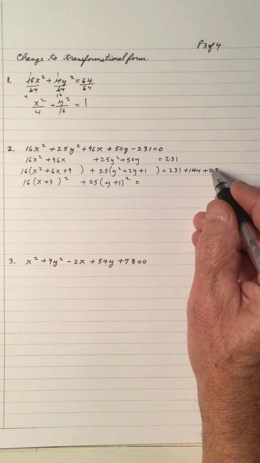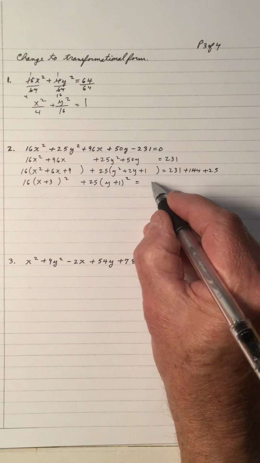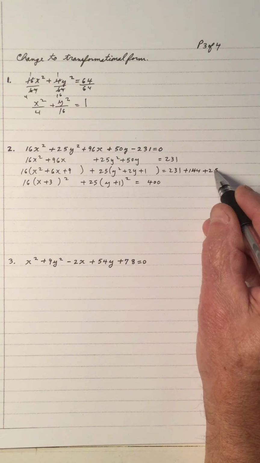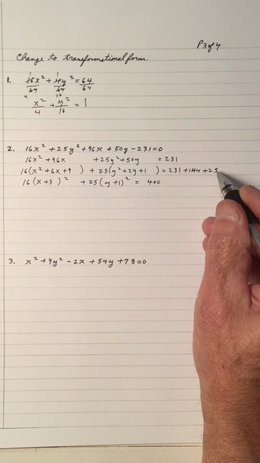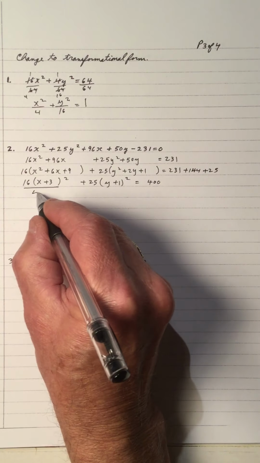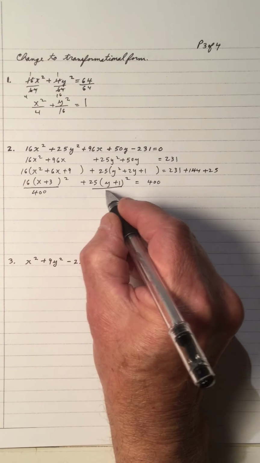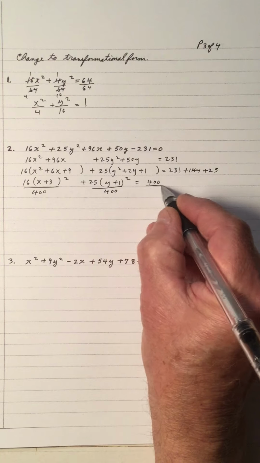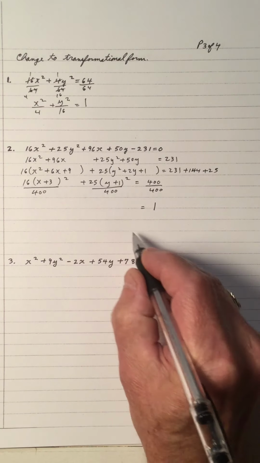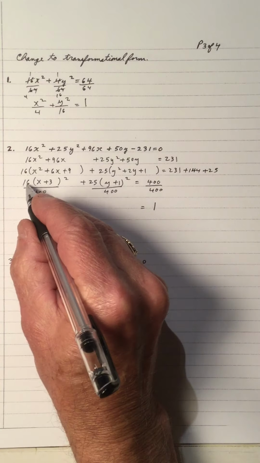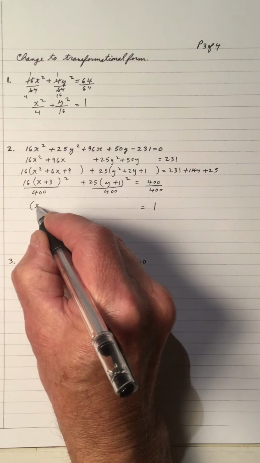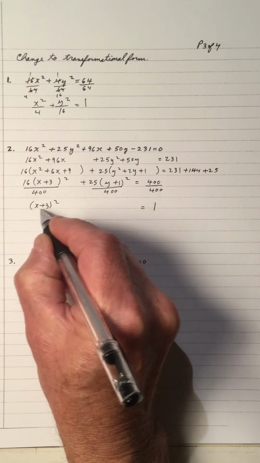And we add all those up, and let's see, add up with your calculator, you should get 400. And now we divide all parts by the 400. The main reason we divide by 400 is because we want a 1 there, the transformational form. So 16 into 400 goes 25. Normally it works out to be this way.